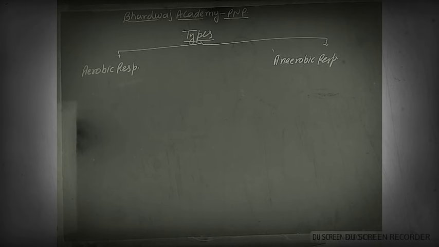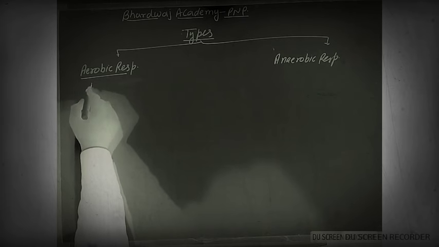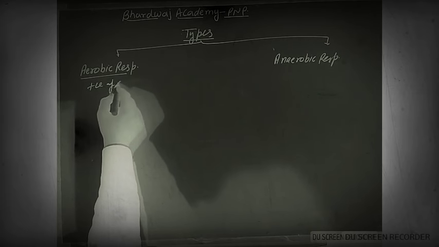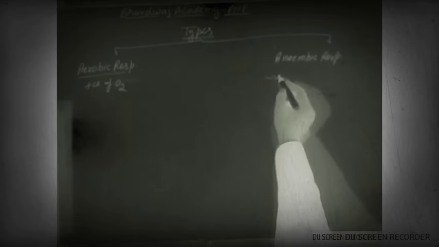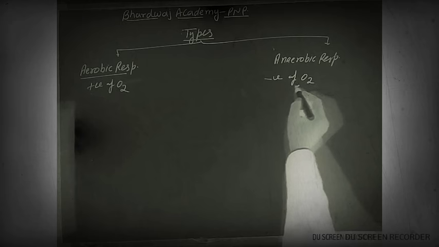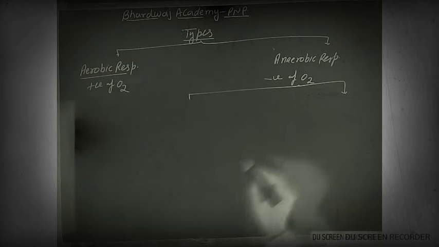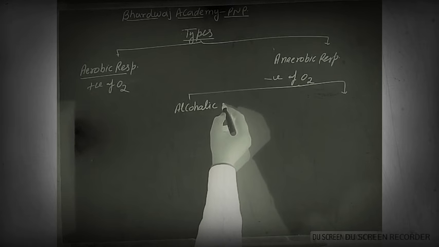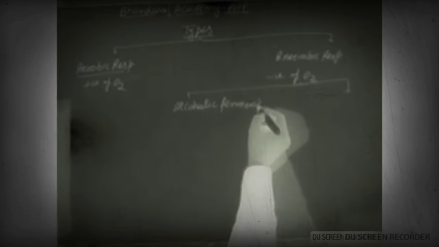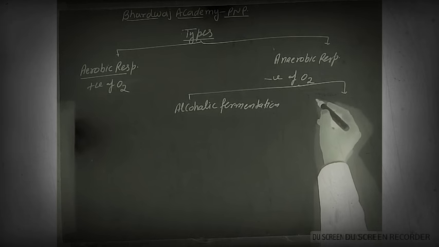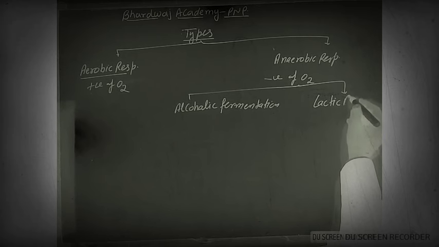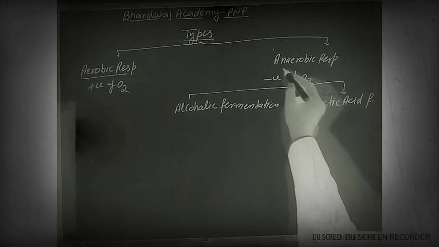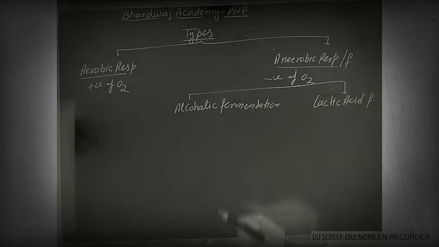There are two types of respiration based on the consumption of oxygen or not. First, aerobic respiration, that occurs in the presence of oxygen. Second one is anaerobic respiration that occurs in the absence of oxygen. Anaerobic respiration is further divided into two parts. First one is the alcoholic fermentation. Second one is the lactic acid fermentation. It means anaerobic respiration is also called fermentation.